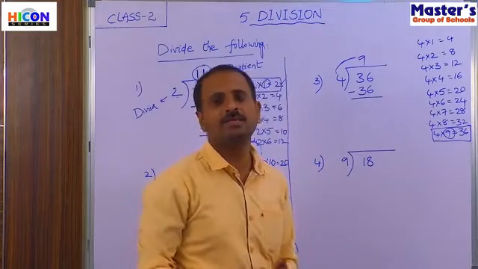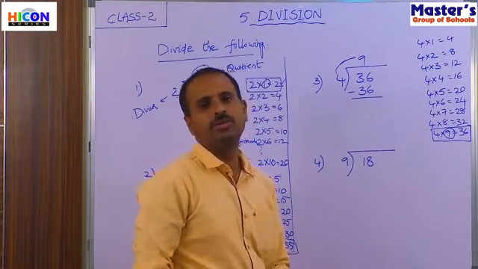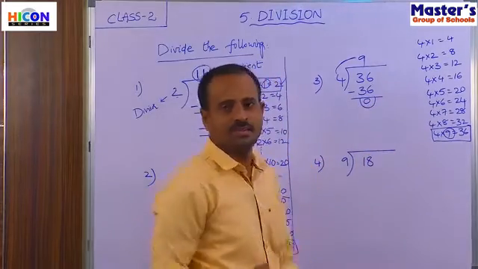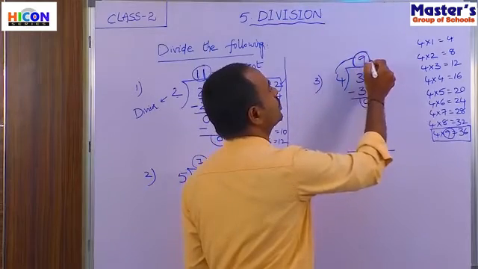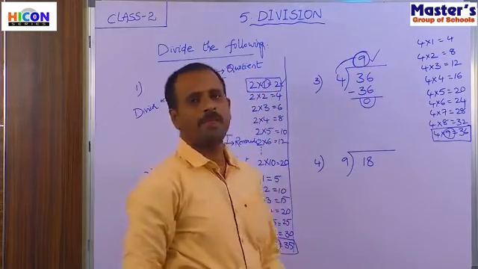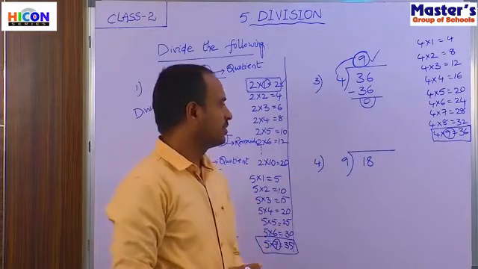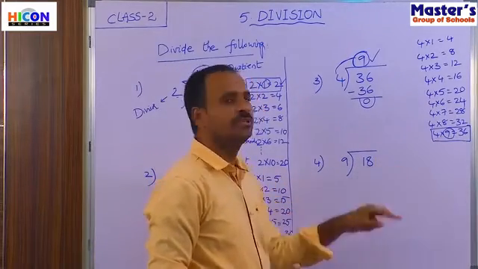So 36 minus 36, how much, children? 36 minus 36 is 0. So we have got the answer 0. What is the answer here? The answer is the quotient. What is the quotient? 9 is the quotient. So 9 is the answer, and 0 is called the remainder. So children, in this way we can do the divisions by using the long division method.